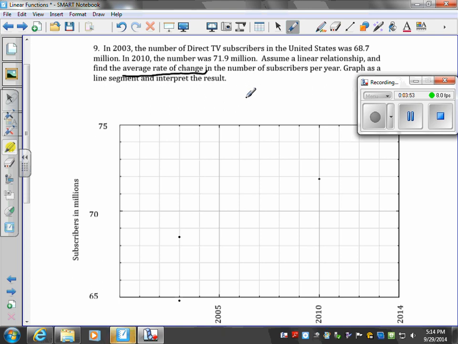So first of all, let's make this an ordered pair. In 2003, the subscribers was 68.7. And then our next time we have in 2010, the subscribers were 71.9. Okay, so if I went to 2003 and went up to 68.7, I would be here. In 2010, 71.9 is about here. Draw a line segment. Okay, so that's going to be our graph.